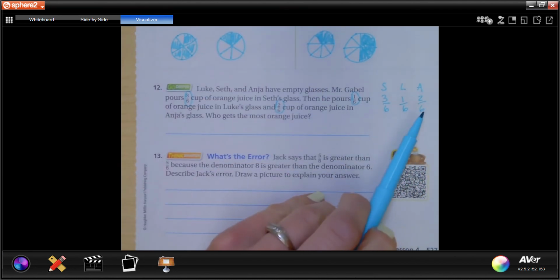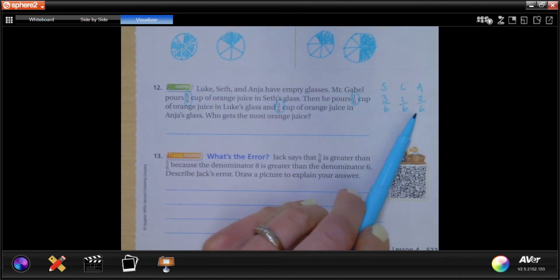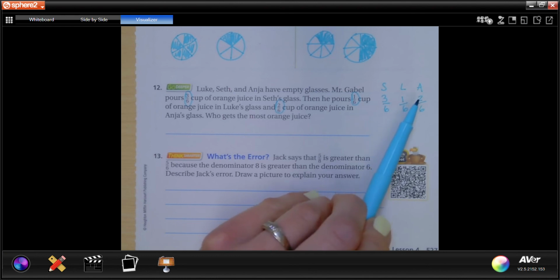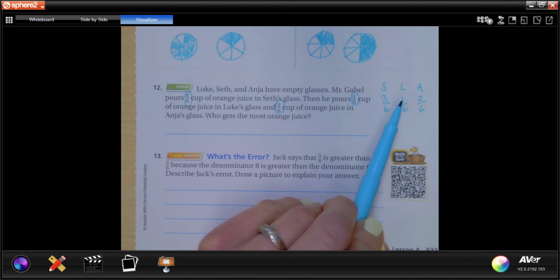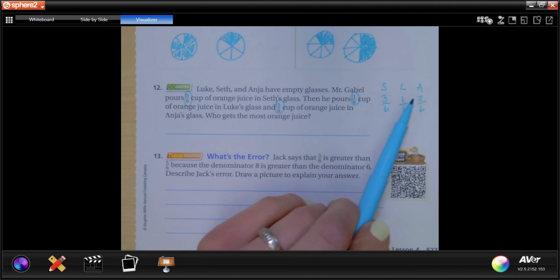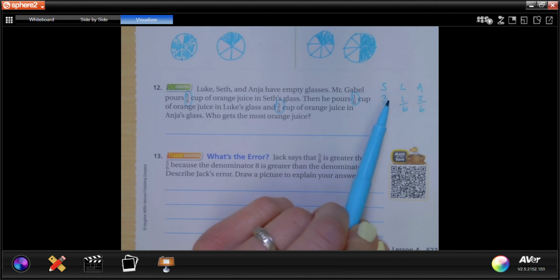They all have the same denominator. Since they all have the same denominator, we can compare the numerator. So, we know that 1 is less than 2, so we know that Luke didn't have the most. Then, when we compare Anja and Seth's, 2 is less than 3, so Anja had less than Seth. So, because Luke and Anja both had less than Seth, Seth had the most.